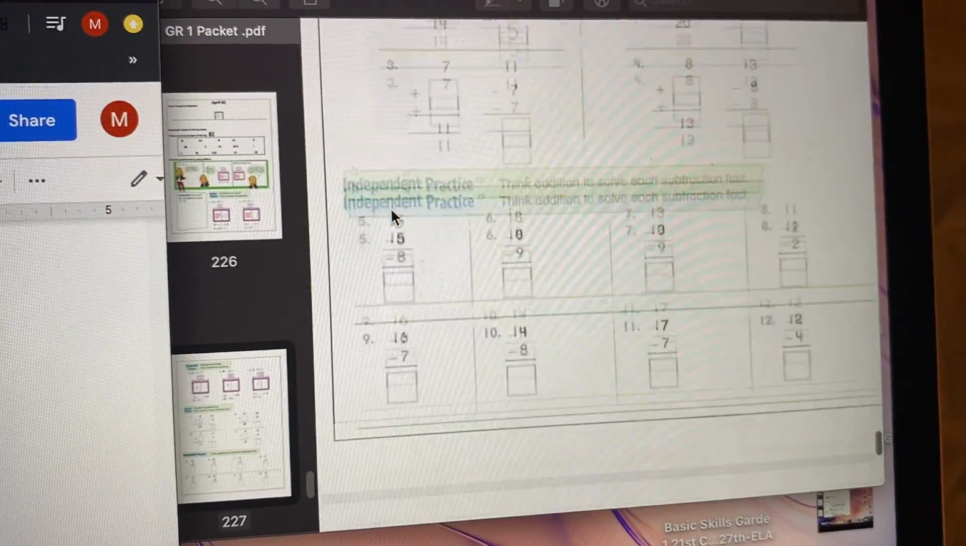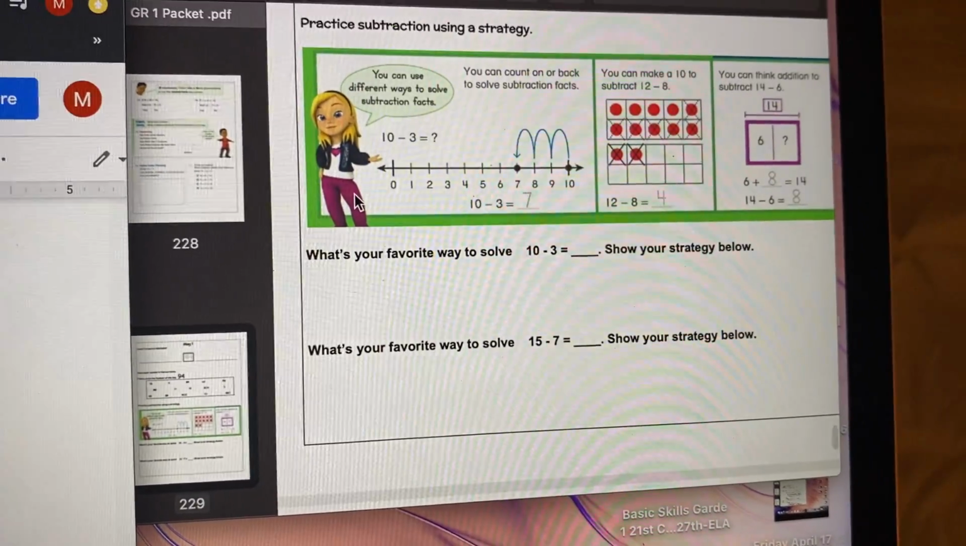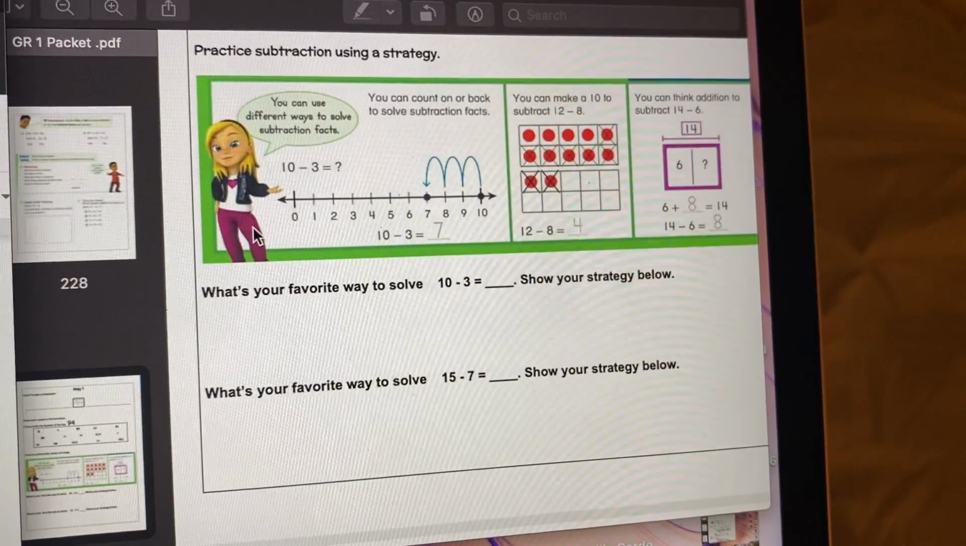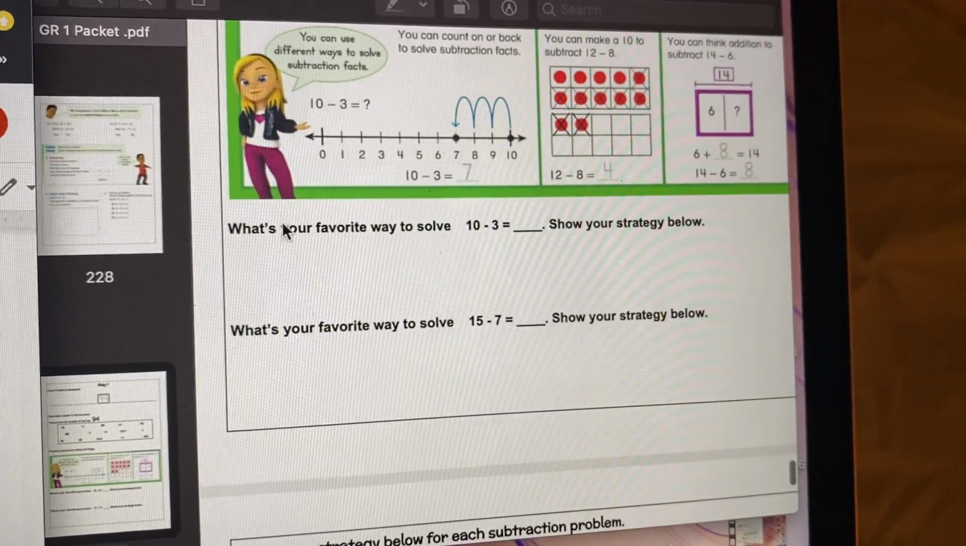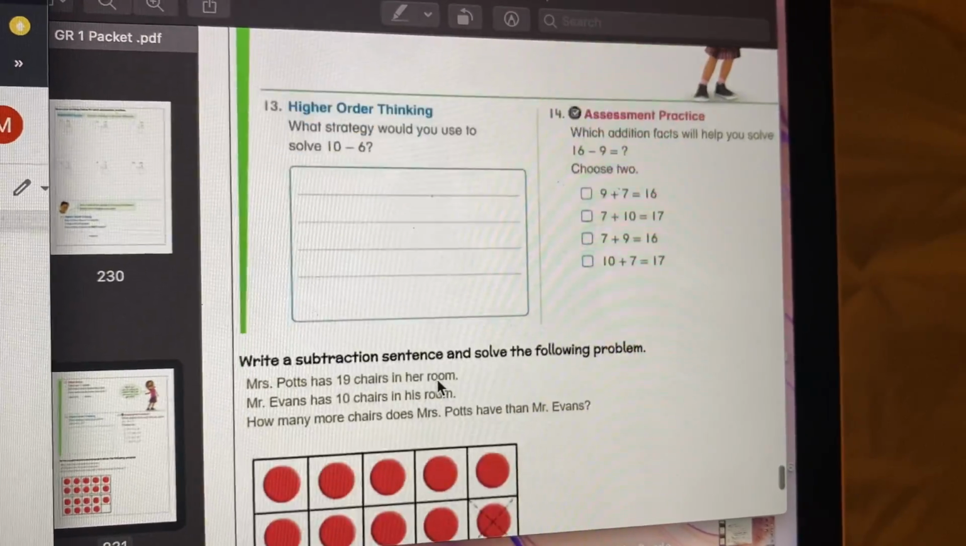And then for Friday, you are just picking and choosing which strategies you want to use, number line, 10 frame, or part whole, addition, subtraction, in order to help you solve these subtraction problems. And then these word problems as well.